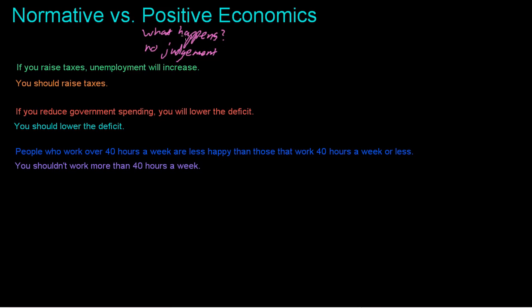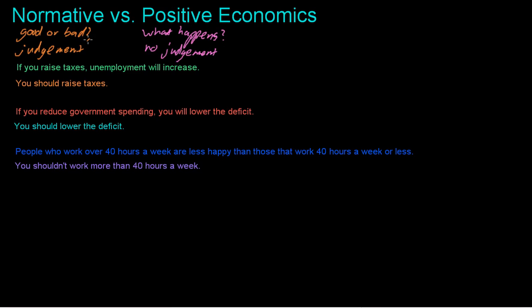So positive economics just explains what is actually going on, and then you can probably have guessed by now that normative economics answers the question, is this good or bad? So it makes a judgment. So we first have to have a positive theory, meaning we have to understand what is going on before we can judge it.